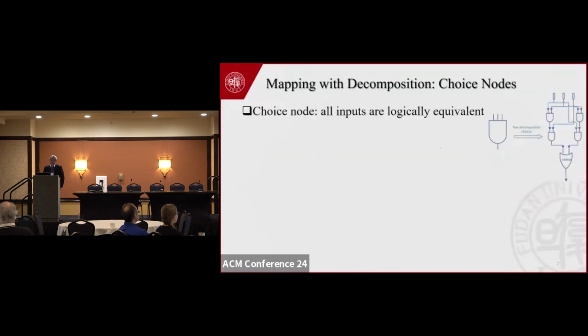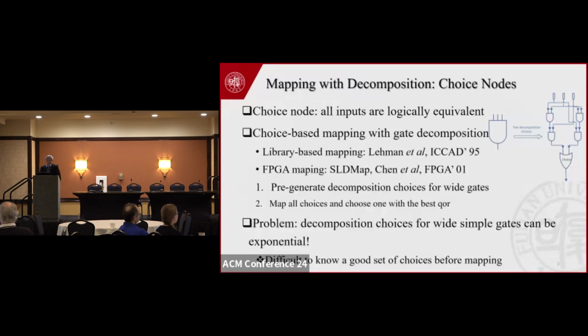There are some existing mapping-with-decomposition approaches based on the so-called choice node. A choice node is a node whose inputs are all logically equivalent, representing different decompositions of a wide gate. For example, here is a choice node with 2 inputs representing 2 different decompositions of a 3-input gate. The choice-based approach first pre-generates a set of decomposition choices for wide gates, then maps all the choices and chooses the one with the best QoR. The problem is that the decomposition choices for a wide simple gate can go exponential, and it's very difficult to know a good set of choices before mapping.